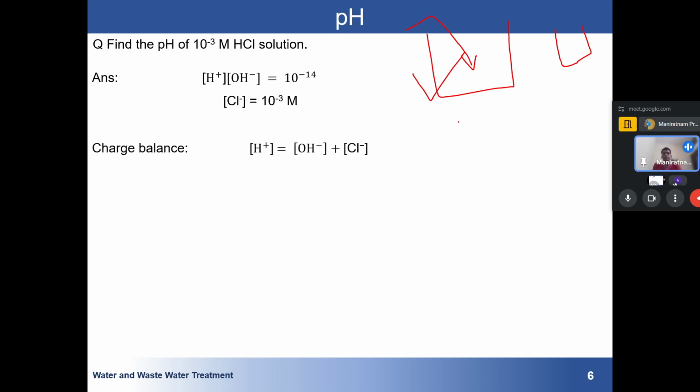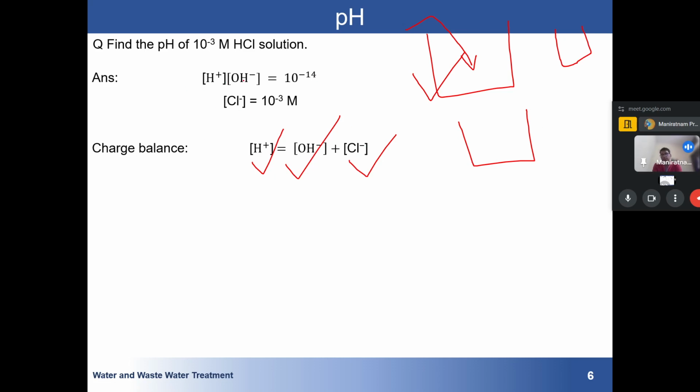So we know that whenever we take some sample, all the positive ions present in the system are equal to the negative ions. This is a well known fact. When HCl is added in water, it will contain H plus, OH minus, and Cl minus. The sum of all the positive charge will be equal to the negative charge. Only H plus is the positive charge, and on the other hand the negative charges are OH minus and Cl minus.